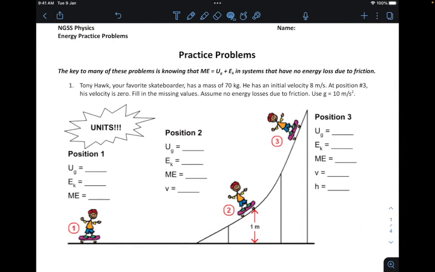Welcome to Energy Practice Problems. So I'm going to do this first one in a video so that you guys can see how it works. And then hopefully after that, you'll be able to take on the rest of this worksheet and figure it out. I've written this at the top.